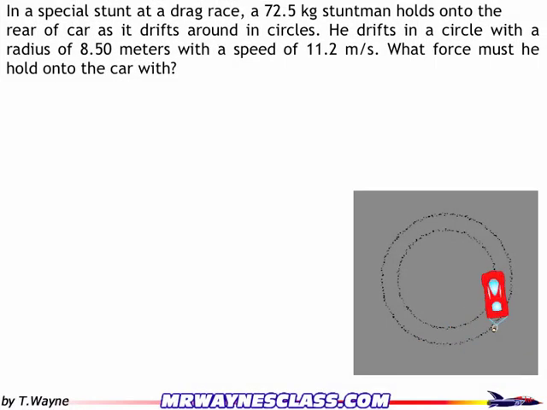So here's the problem. In a special stunt at a drag race, a 72.5 kilogram stuntman holds on to the rear of a car as it drifts around in circles. He drifts in a circle with a radius of 8.5 meters with the speed of 11.2 meters per second. What force must he hold onto the car with?